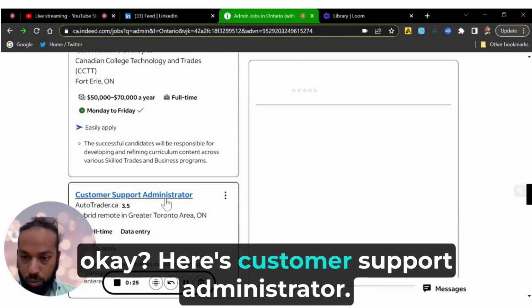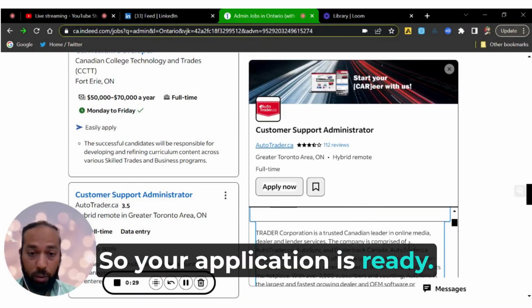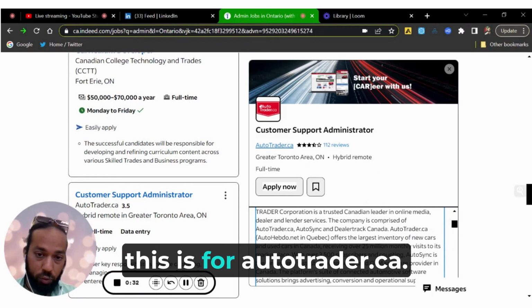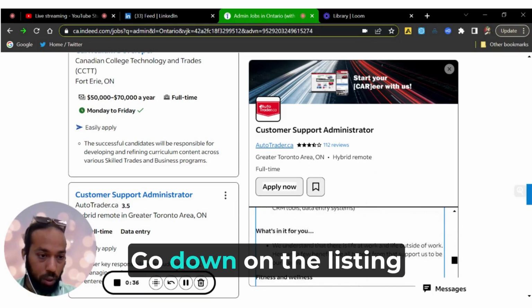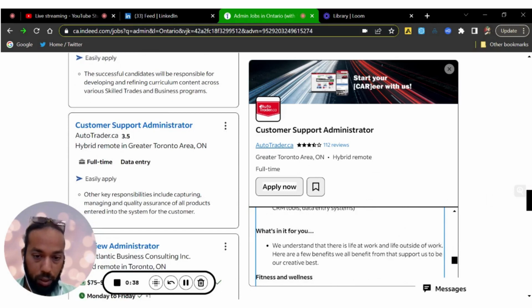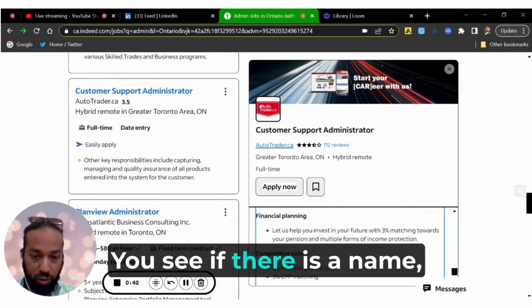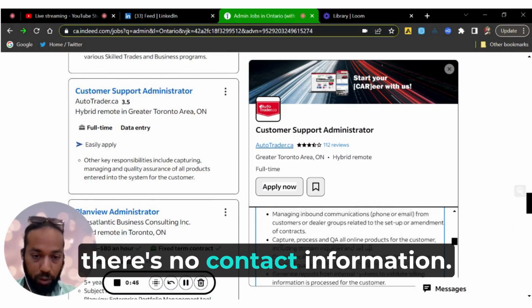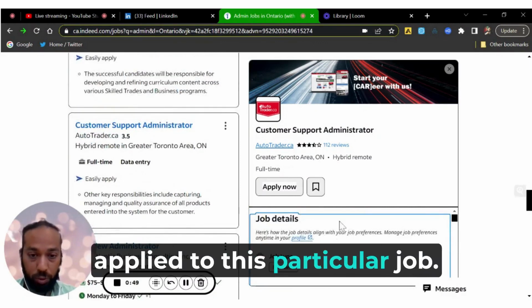Okay, customer support administrator. So your application is ready. You see this is for autotrader.ca. Go down in the listing and your application is ready. You see if there is a name, there is no contact information. And you have already applied to this particular job.